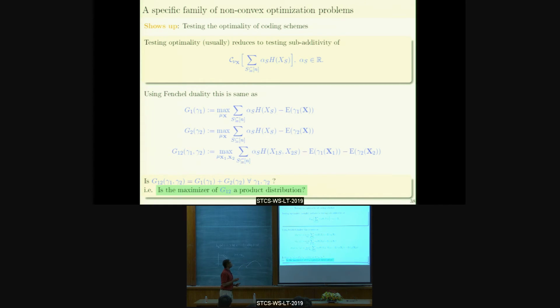The Fenchel dual of the upper concave envelope: you take a function, you take the Fenchel dual, and the dual of the Fenchel dual will give the upper concave envelope. So that's why these two are related. Now you see why non-concavity comes in. All you want to show is not to find the optimizer. You want to ask whether the optimizer is a product form. So basically, at the end of this, testing subadditivity of this is the same as asking whether this non-convex problem has a product maximizer.